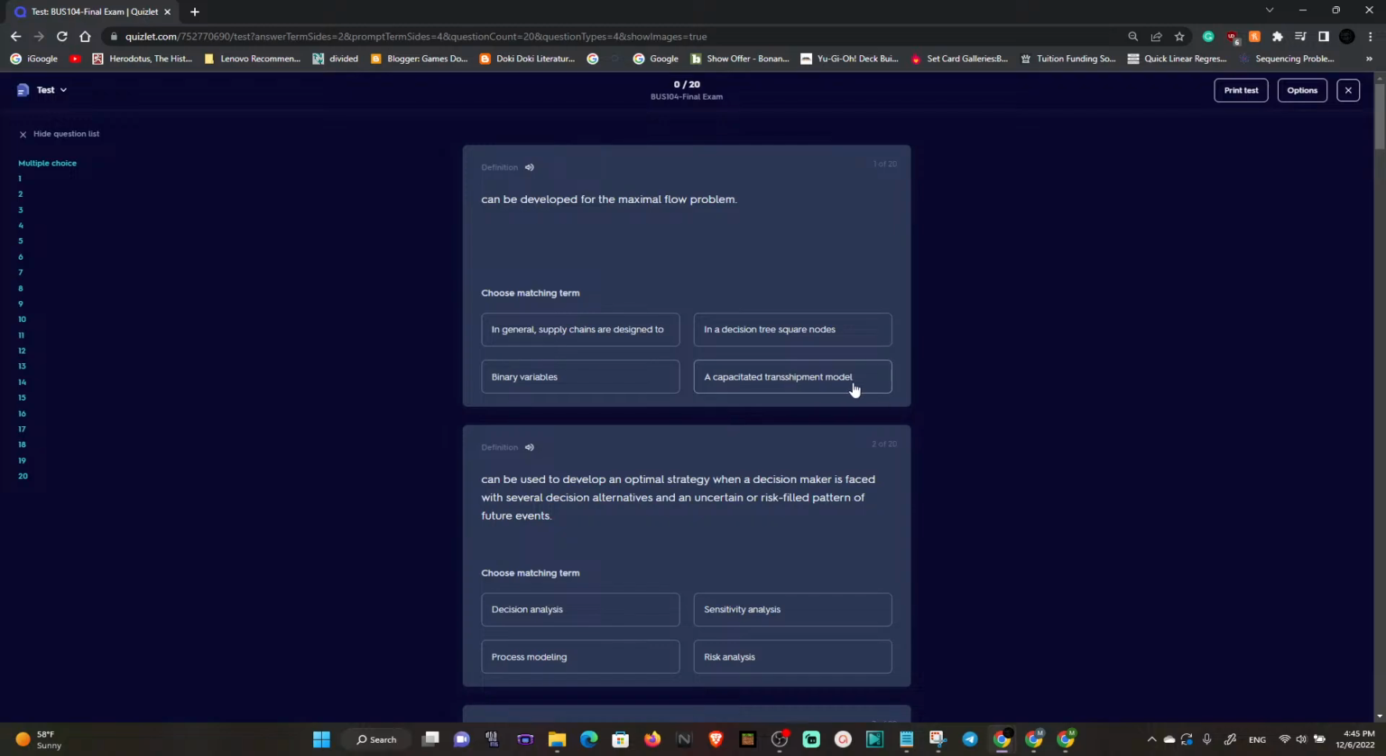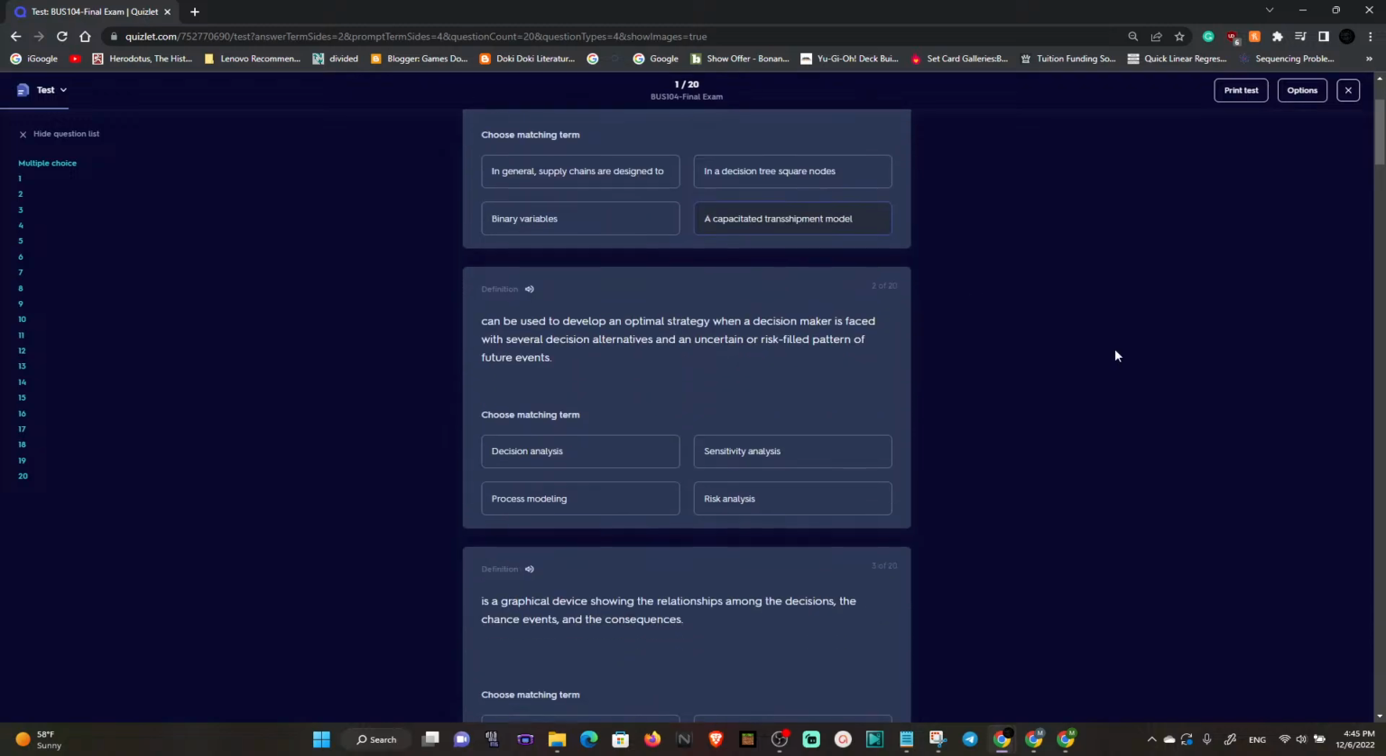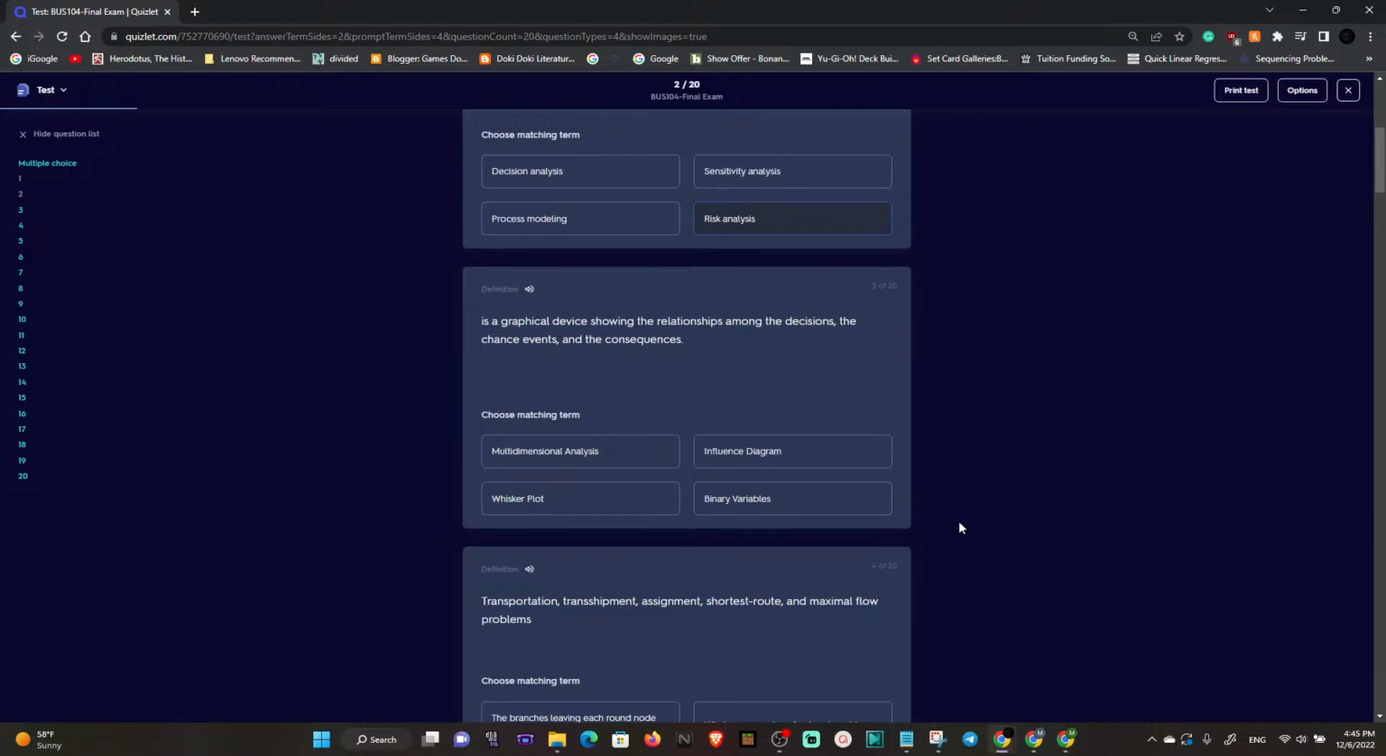Capacitated transshipment model can be developed for the maximal flow model. You're up. Can be used to develop an optimal strategy when a decision maker is faced with several decision alternatives and an uncertain or risk-filled pattern of future events. Optimal strategy, risk analysis. Okay. Is a graphical device showing the relationship among the decisions, the chance events, and the consequences. That is the influence diagram.